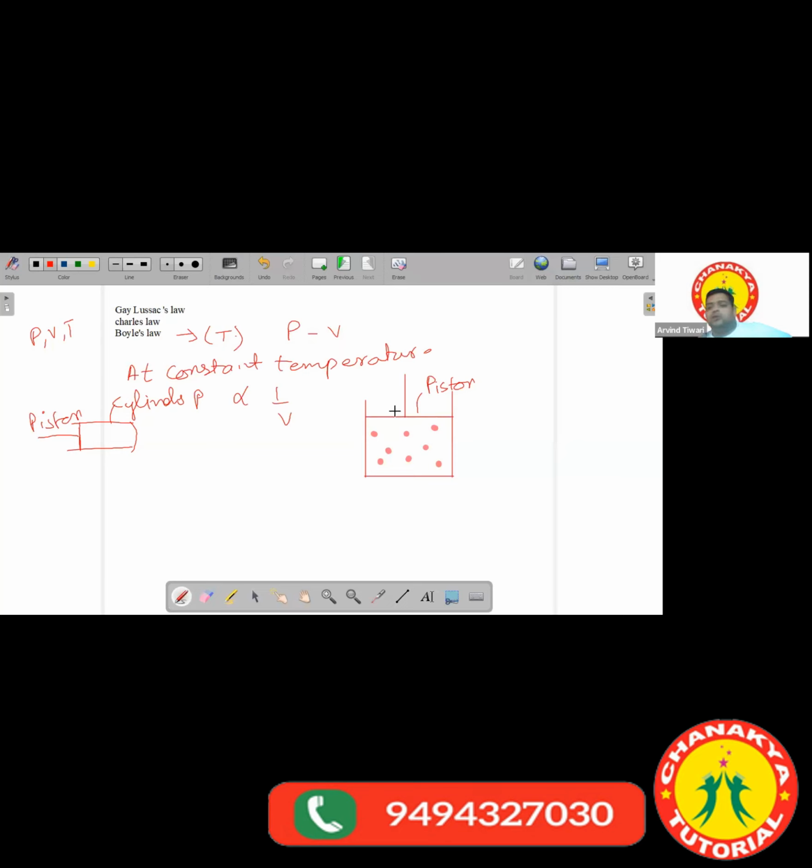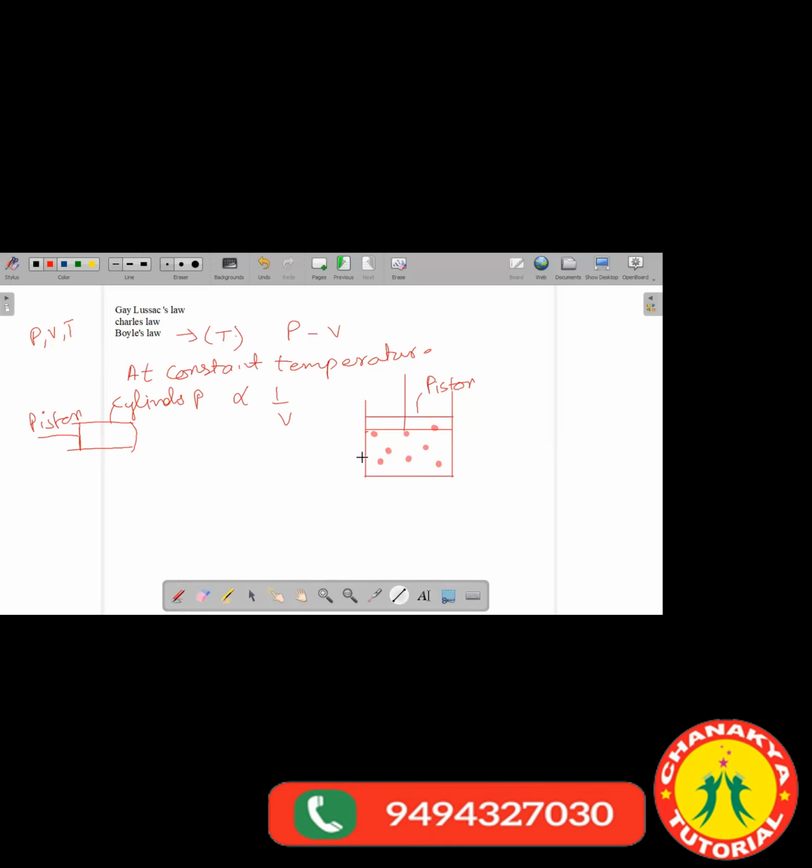If you are pushing from the top, what will happen? The volume of the gas will decrease. How does the volume decrease in this? If you are pushing it from the top, the molecules will get closer. That means this piston will come down. If the piston comes down, isn't the volume decreased? Hasn't the volume decreased now? So now the volume has decreased. This is the variation of pressure and volume with the temperature kept constant.